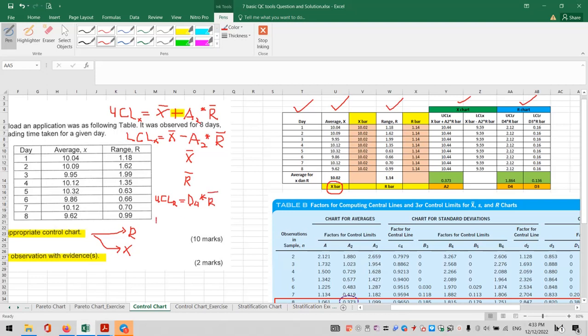So for LCL, the R chart is D3 times R bar. Okay, this is the formula. Then you get this value, you get this value, and also this value.